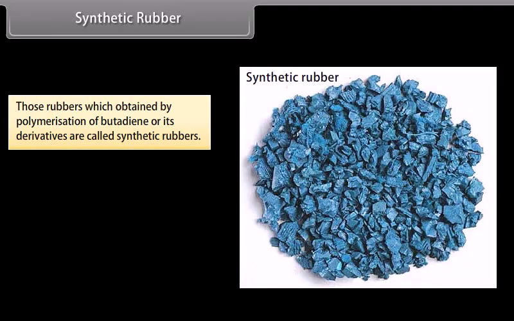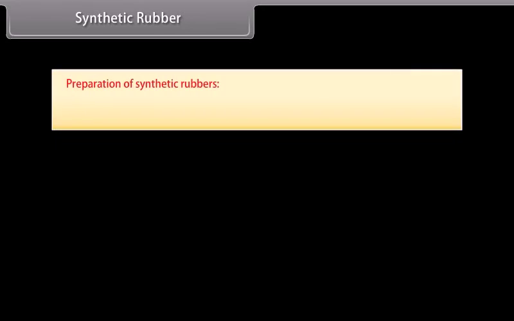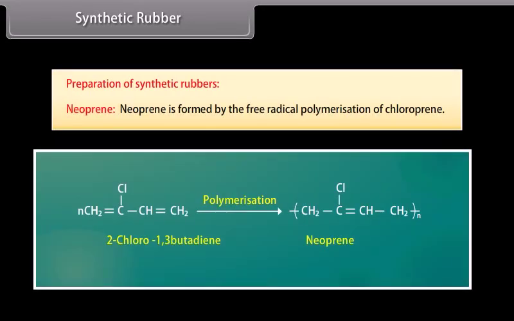Synthetic rubber. Those rubbers which are obtained by polymerization of butadiene or its derivatives are called synthetic rubbers. They are heat resistant, oil and solvent resistant, more elastic and have more abrasion resistance. Preparation of synthetic rubbers. Neoprene.